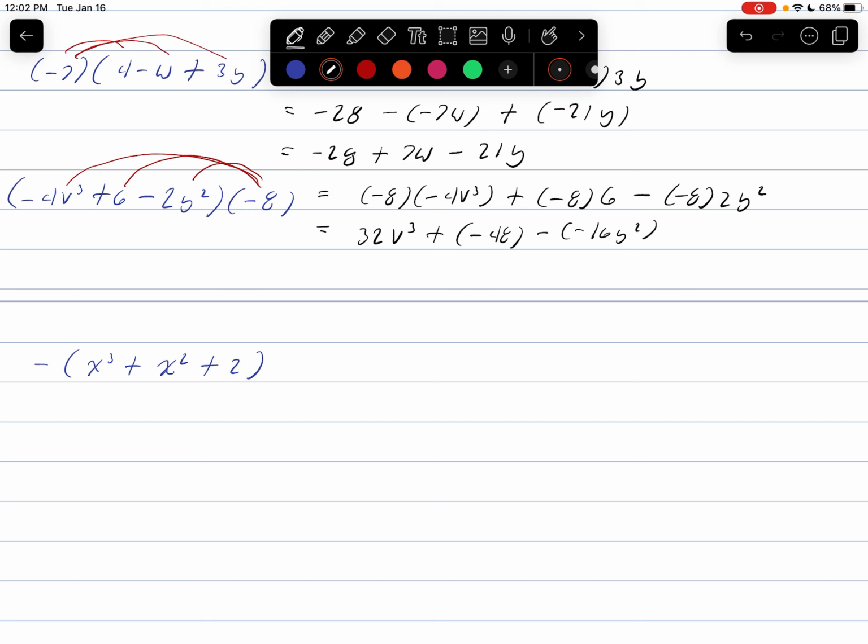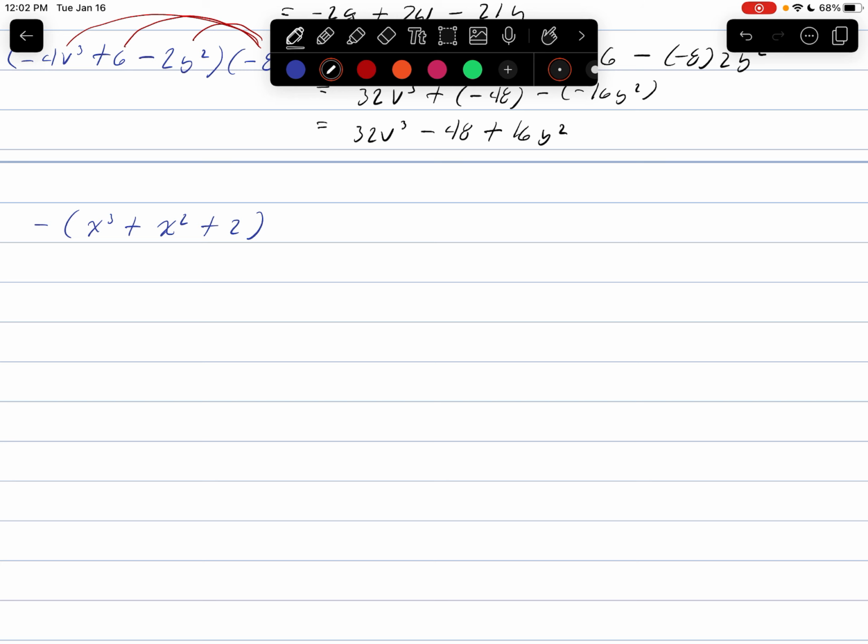So just like last time, we can rewrite this. We have 32v to the third, that stays the same. And then we have plus a -48. That's the same thing as minus 48. And then we have minus a -16y squared. That's the same thing as adding 16y squared.